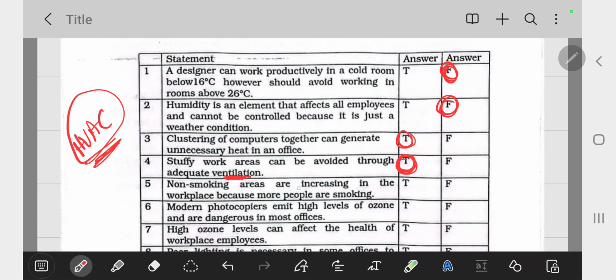This statement is false. The reason why non-smoking areas are increasing is that recent studies have found that passive smoking is actually much more harmful than the actual person who's smoking. In layman's language, for you guys to understand, it's much more dangerous to stand next to someone smoking than the person themselves smoking.